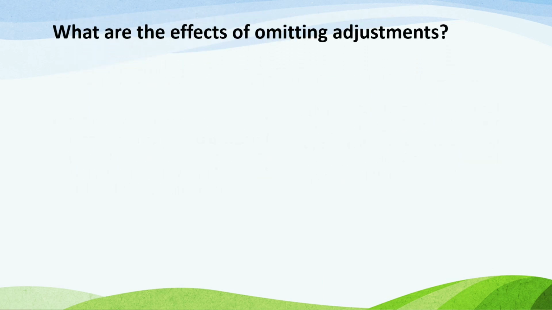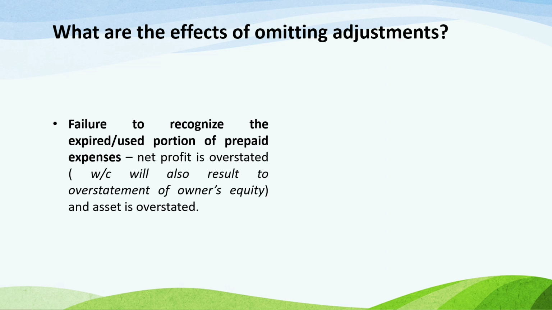What are the effects of omitting adjustments, in addition? For example, failure to recognize the expired or used portion of prepaid expenses. When you did not prepare the adjusting entry for splitting the mixed account of prepaid expenses, which contains an asset portion and also an expense portion, it will result in overstatement of owner's equity. And also assets are overstated because in the prepaid expense you declared, there is already an expired or consumed portion.